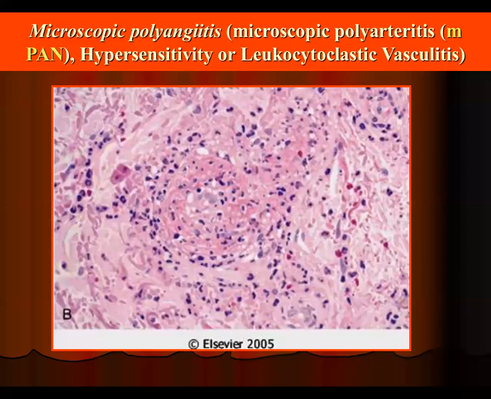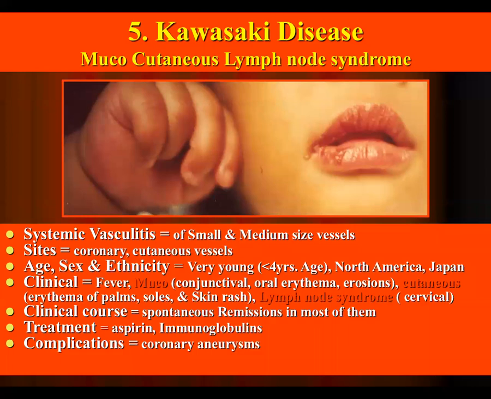Now, this is also a disease, Kawasaki disease. You can see in the gross picture the skin erythema, scleroses, and also the conjunctival and oral lesions, and there is also lymphadenopathy. So these are some diagnostic features for a case of Kawasaki disease.